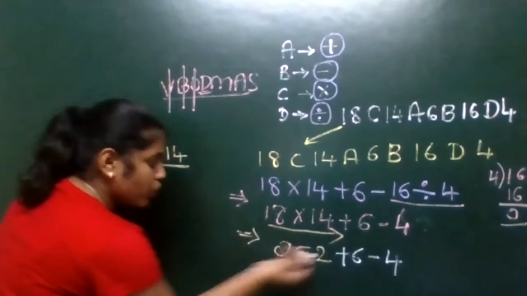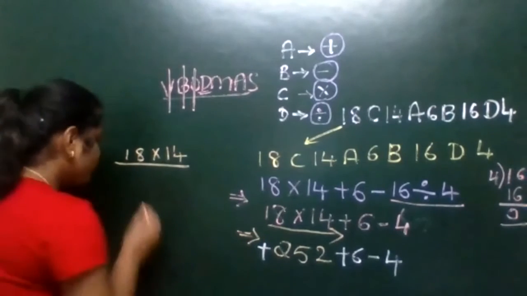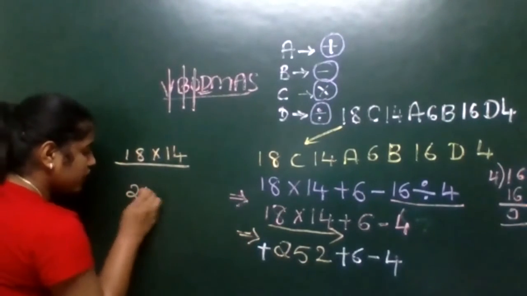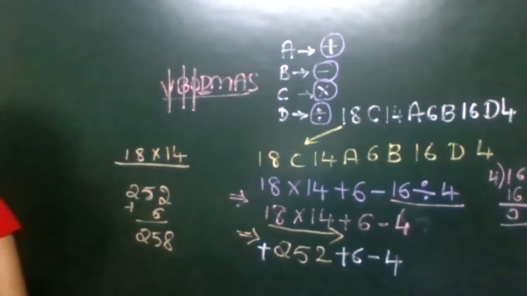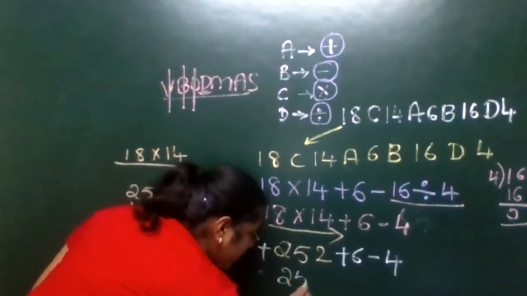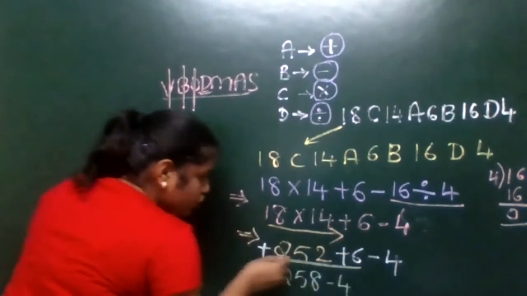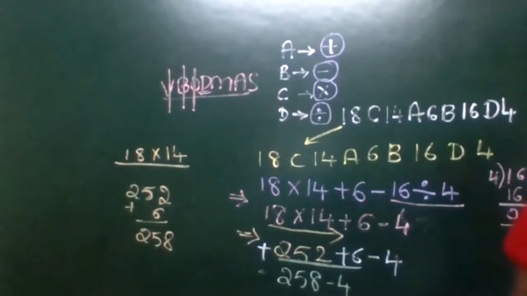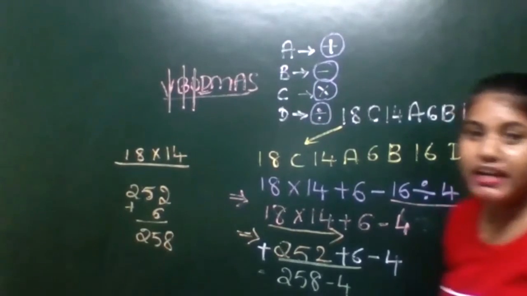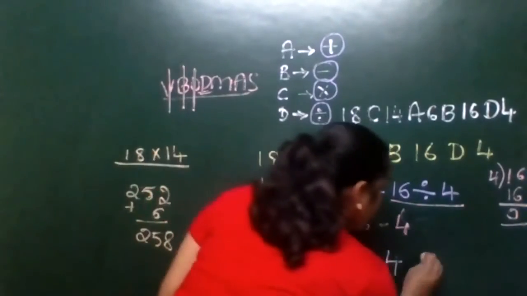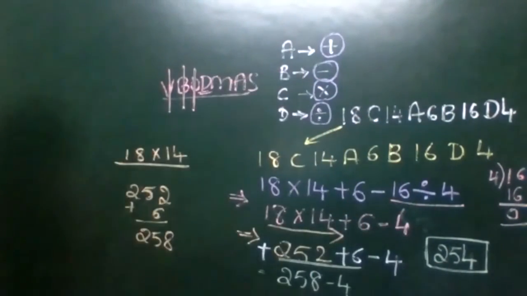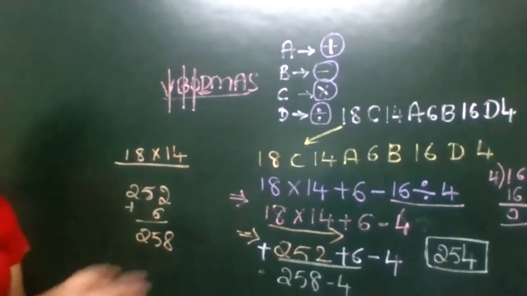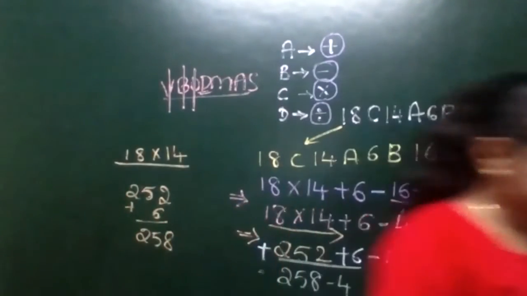I have told you, if you don't have any sign, that is plus. Now 252 plus 6 is 258. Then 258 minus 4. What is the answer? It is 254. Did you understand? It is easy now. So what is my answer? It is 254. Is there any doubt in this problem now?